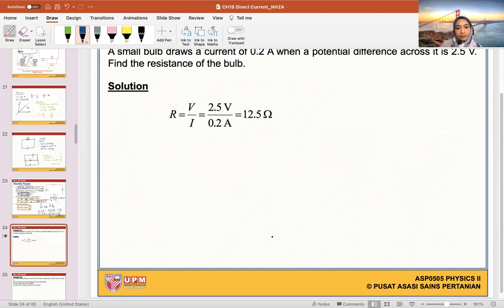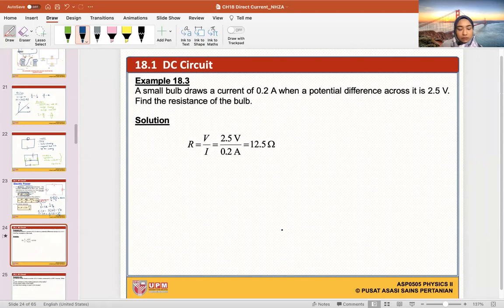Let's do this question. A small bulb draws a current, so I is equal to 0.2 ampere, when the potential difference across it is 2.5. So it's saying potential difference across it. What does it mean when you say potential difference across it? So you have a bulb. Let's say your bulb is here. I don't know how to draw a bulb.